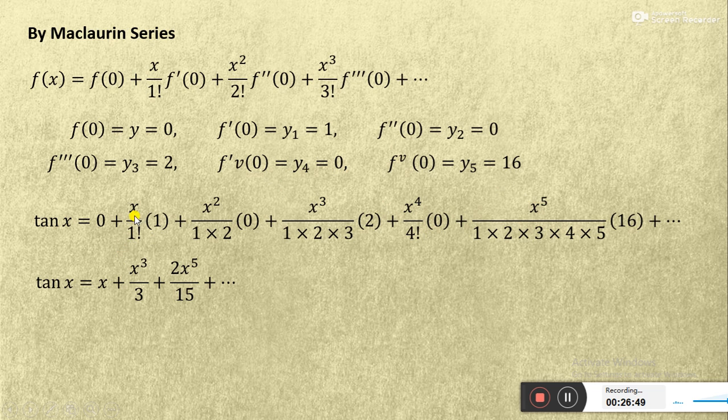So I write it, x square into 0 is 0, x cube, 2 cancelled, so x cube by 3. The next, x power 5 by, here 4 factorial, that means 2 into 2, 4s are 8, so 2 and 4 cancelled, that means 4 divides 16, we get the answer 4, again 2 divides 4 is 2, so this term is 2x power 5 by 15. So plus etc. Therefore tan x expansion is tan x equal to x plus x cube by 3 plus 2x power 5 by 15 plus etc. This is the expansion for tan x.